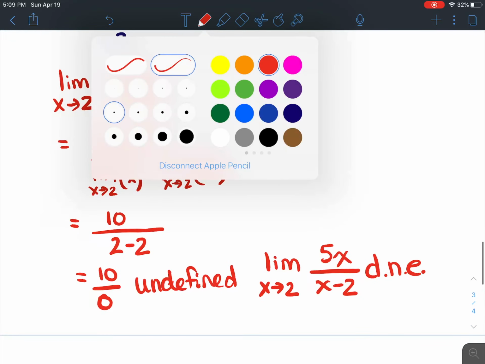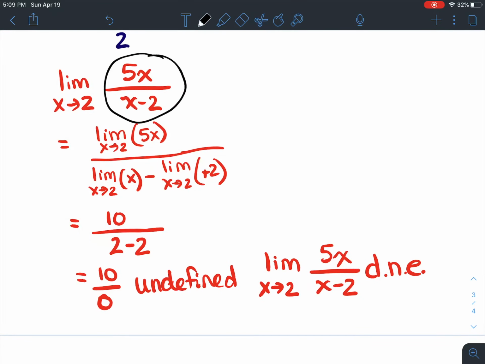You always want to evaluate, and I'm going to get into this in the next video: is there anything I can do to manipulate this at all? But there's nothing. There's no factoring. There's no rationalizing the denominator. There's nothing we can do. That's the expression, and there's no limit that exists.